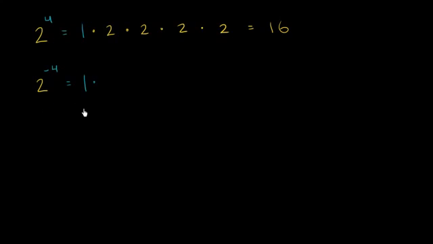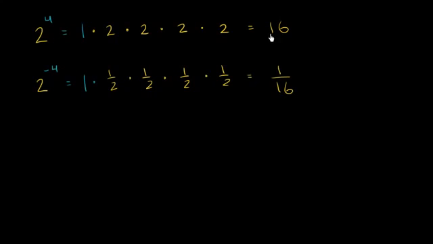Well, dividing by 2 is the same thing as multiplying by 1/2. So we could say that this is 1 times 1/2 times 1/2 times 1/2 times 1/2. Notice, multiplying by 1/2 4 times is the exact same thing as dividing by 2 4 times. And in this situation, this would get you 1 times 1/2 is just 1/2, times 1/2 is 1/4, times 1/2 is 1/8, times 1/2 is 1 over 16.